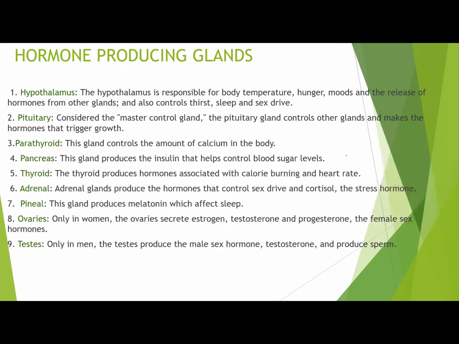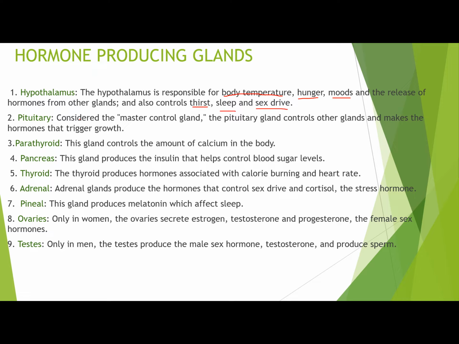The first one is the hypothalamus. So hypothalamus, class, is very important. This is found in your brain and is responsible for maintaining body temperature, controlling hunger, moods, and the release of hormones from other glands. And it would also control the thirst, sleep, and even sex drive.